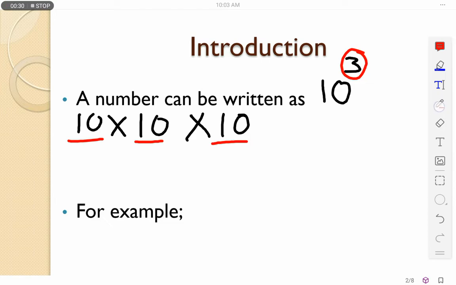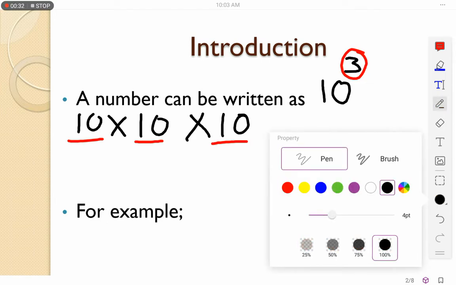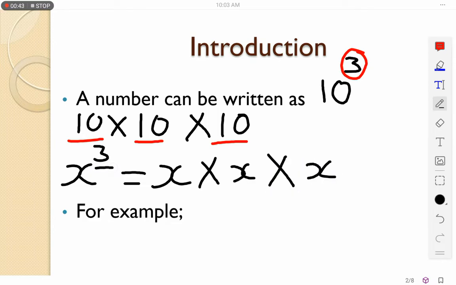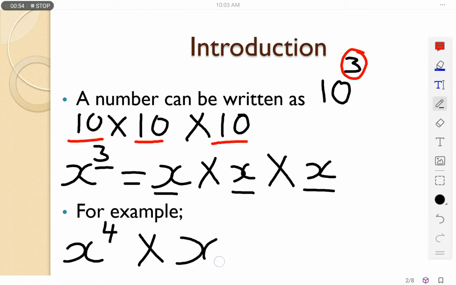The same can be done. Let's say we've got x to the power of 3. We can also do the same. We can have x times x times x. So we have 3 x's there. That's the same thing that we do. So we can also have another example. Let's say we have got x to the power of 4 multiplying x to the power of 3. We do the same. So let's go into detail and look at some laws of indices that we have.